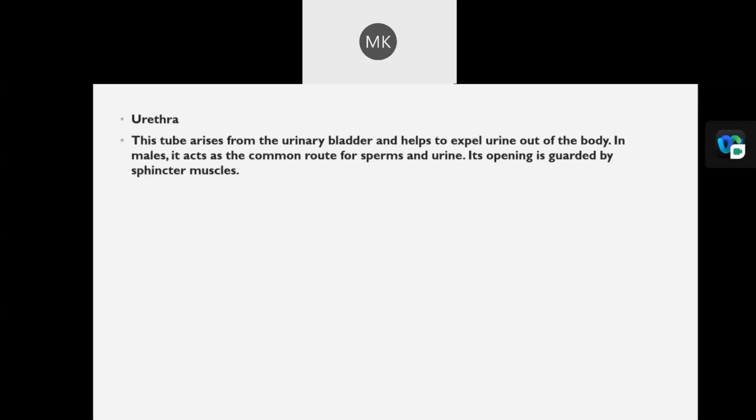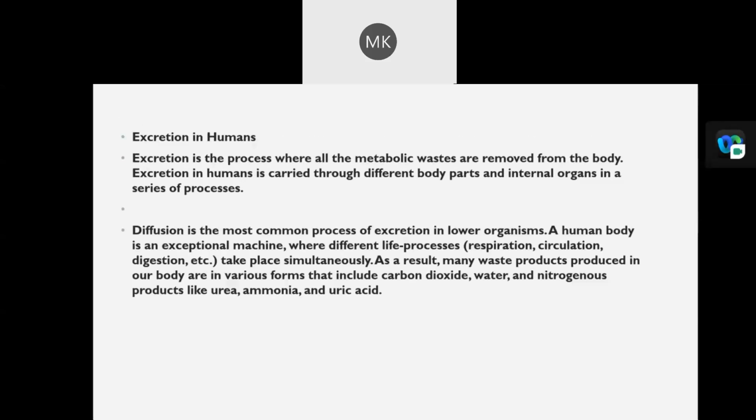This is a tube that arises from the urinary bladder and helps to expel urine out of the body. In males, it acts as a common route for sperm and urine. Its opening is guarded by the sphincter muscle.